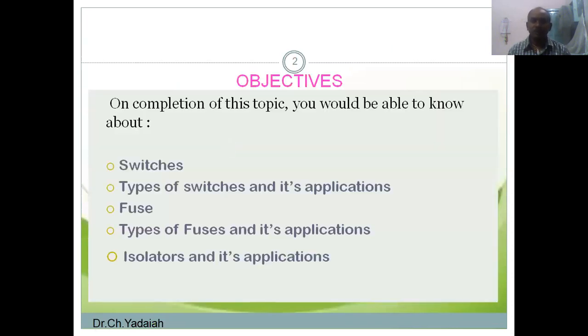On completion of this topic, you would be able to know about switches and types of switches. Next, the topic of fuse, its working, and what the switches and their applications are based on their locations. Isolators and their applications, and lastly, MCBs, miniature circuit breakers, and their applications. Today, we are going to learn the basic things of this electrical engineering system.